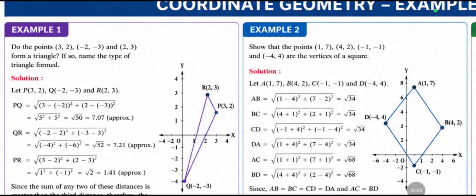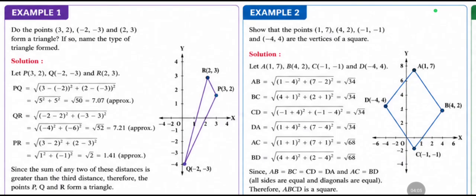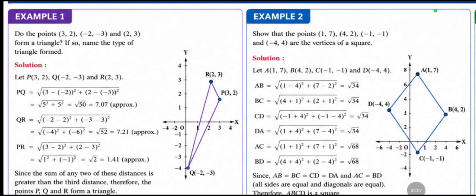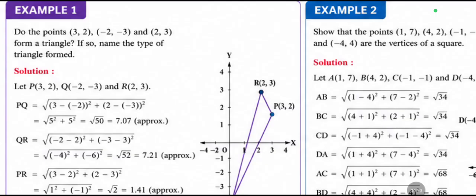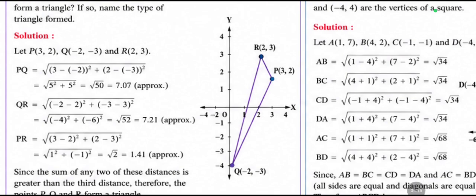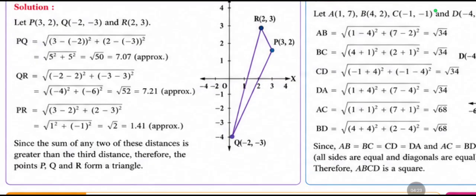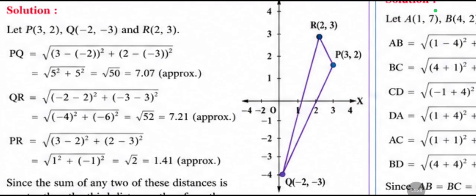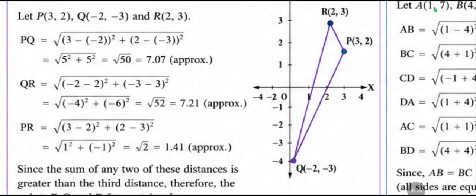Example 1. Take three points. Do the points (3, 2), (minus 2, minus 3) and (2, 3) form a triangle? If so, name the type of triangle formed. We have to check the distances of these three points. According to the distances, we have to conclude which type of triangle it is. Okay. Now take PQ, the distance between P and Q, equals root of (3 minus of minus 2) whole square plus (2 minus of minus 3) whole square. That implies root of 5 square plus 5 square equals root 50, meaning 5 root 2.